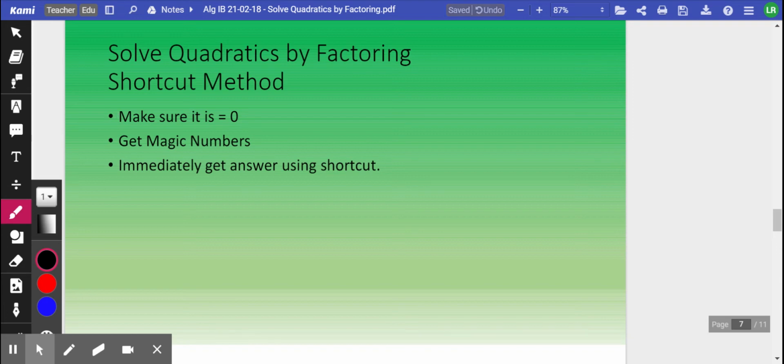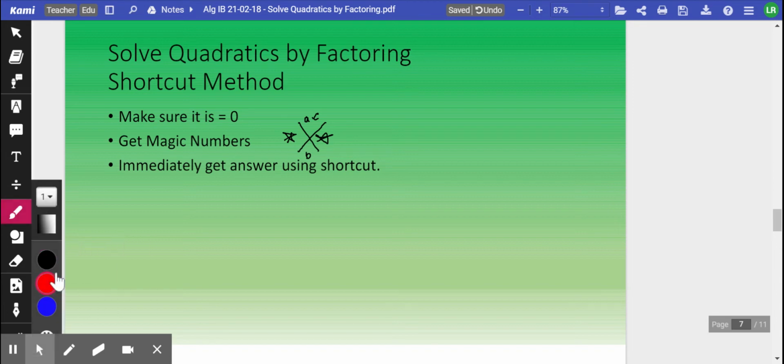I still have to make sure it says equal 0. Okay. I still have to get the magic numbers. Okay. That's that X part that we've been doing. Remember, the top is A times C, the bottom is B, that whole deal. We're getting these two numbers. I have to get those two numbers, and then I can go straight to the answer using our shortcut.